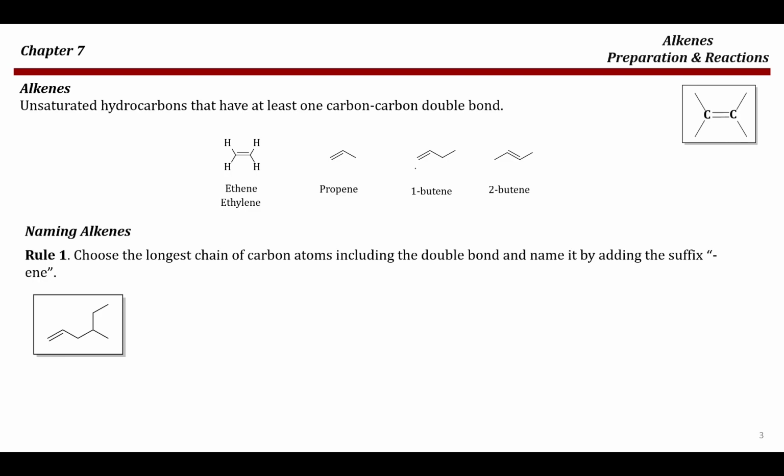For example, in this case here, this is going to be the longest chain of carbon atoms, and this is hexene, so it should include a double bond. If we choose this chain, which is 1, 2, 3, 4, 5, then we will just have 5 carbons, whereas this one, which is highlighted in yellow here, has 6 carbons, so this is the correct one.